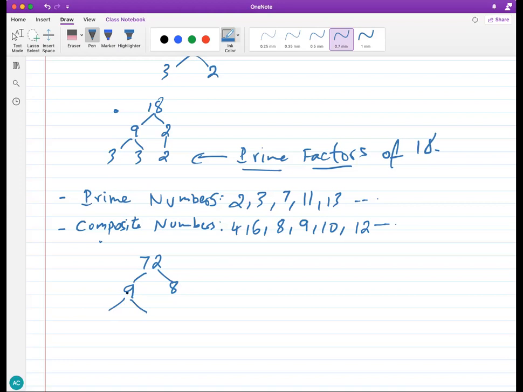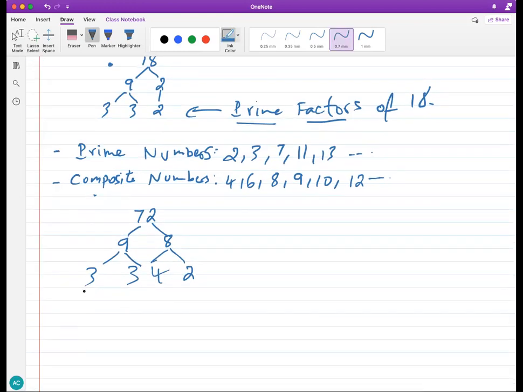Then 3 times 3, and 4 and 2, and then 2 times 2. So make sure all your numbers are prime. If one is not prime, we can divide it into 2 and 2. So I'm going to rewrite the whole thing again: 3, 3, 2, 2, and 2. So basically all these, if you multiply them back, are what we call prime factors.